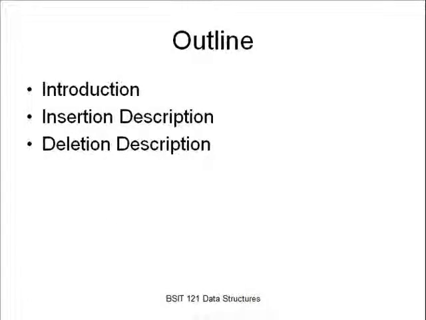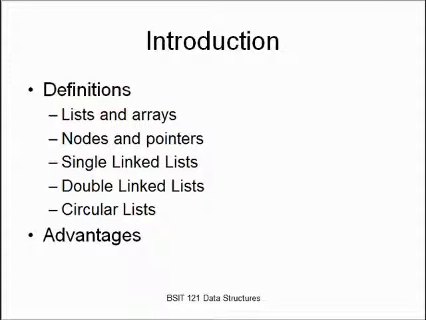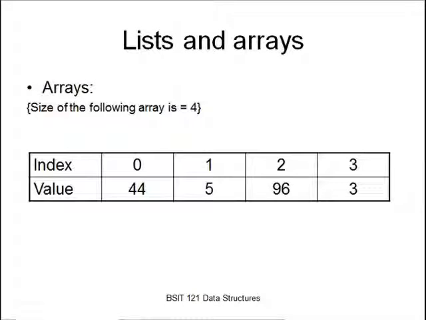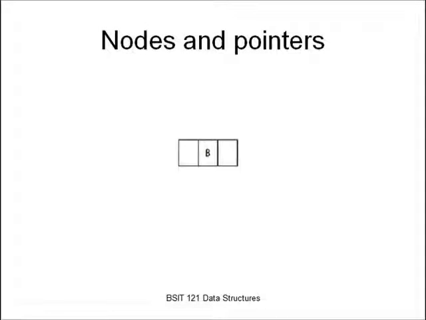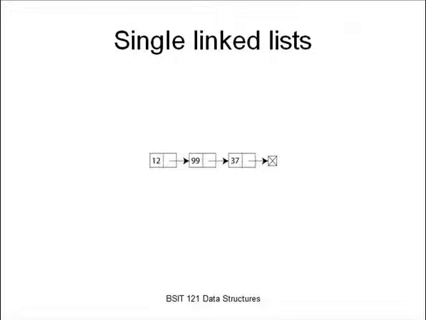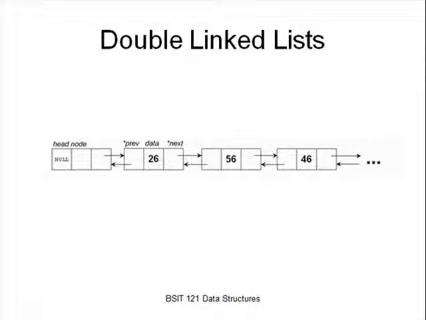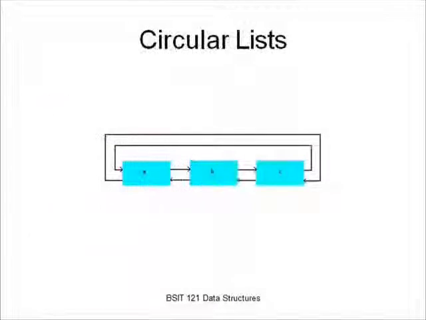I'm Michael Custodio, and I will discuss the introduction of linked lists. The list and arrays. These are the examples of list and arrays. This is the list. This is the array. The nodes and pointers. These are the examples of nodes and pointers. The single linked list. This is the example of a single linked list. The double linked list. This is the example of a double linked list. The circular list. This is the example of a circular list.